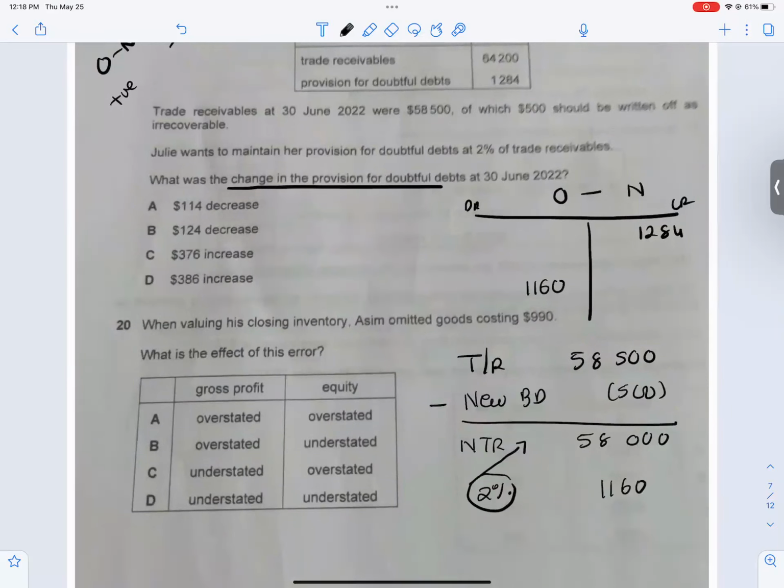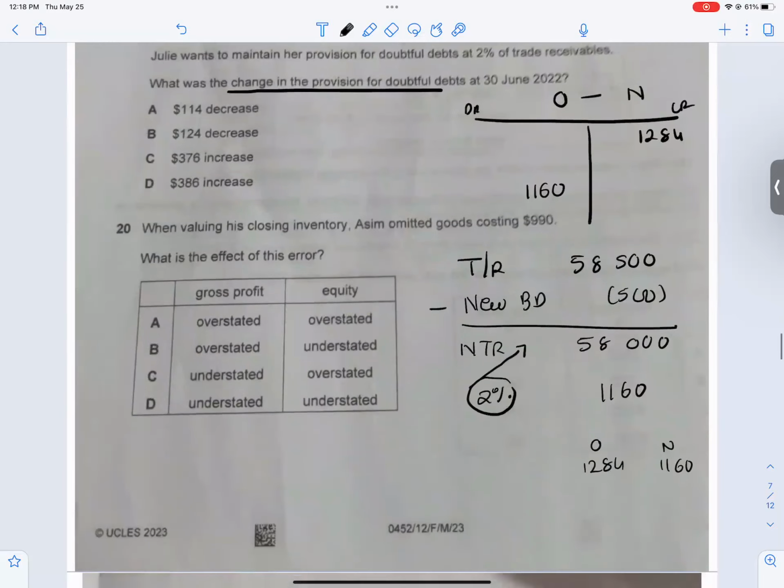I want to know the change. How will you get the change? Change is old minus new. Old is 1284, new is 1160. So the change is 1284 minus 1160, which is equal to 124. Increase or decrease? 124 decrease. Option D.